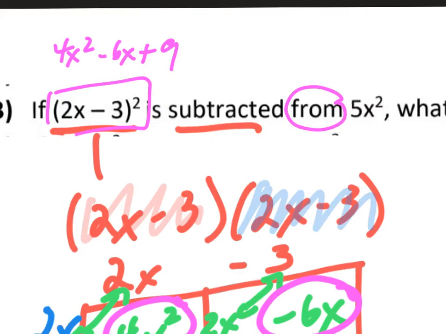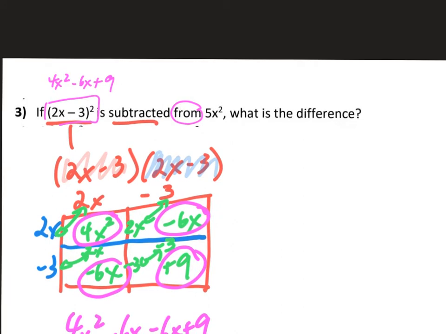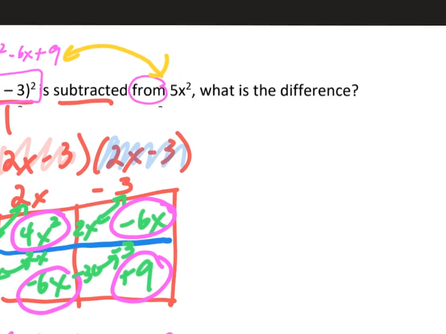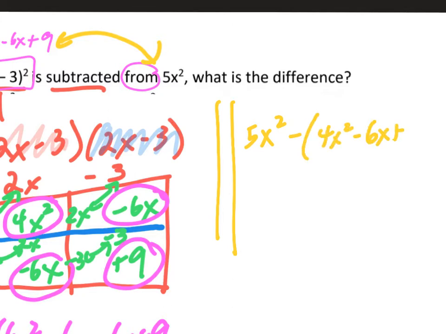And I remember from my reference sheet that whenever I have this phrase subtracted from, I actually have to do a special thing and reverse these terms when I write my expression. So let's write that expression out. Instead of writing my 4x squared minus 12x plus 9 expression first, I'm first going to write my 5x squared expression. And then I'm going to subtract that expression that I just simplified: 4x squared minus 12x plus 9.